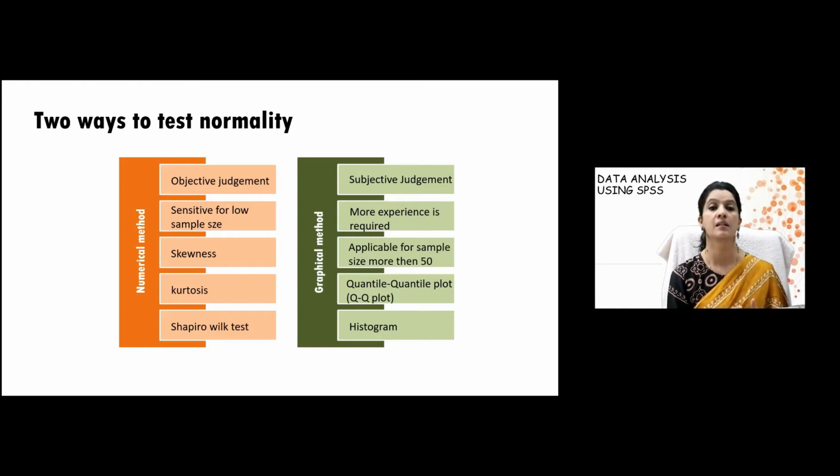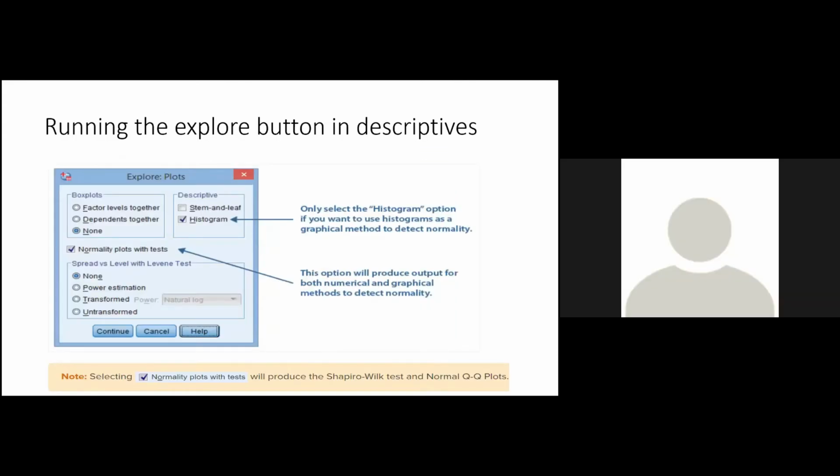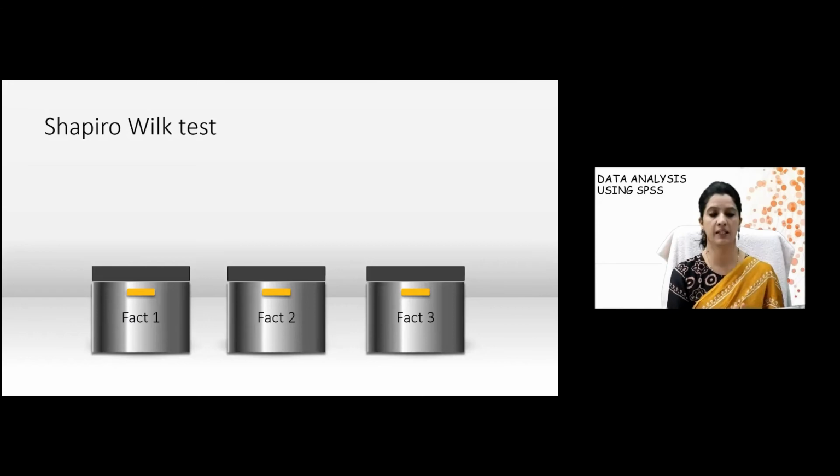And for the subjective or graphical method, we have 2 methods: the histogram, and the second is the QQ plot or quantile plot. You need more experience to see these plots and comment whether the data is normally distributed or not. We'll see this later.